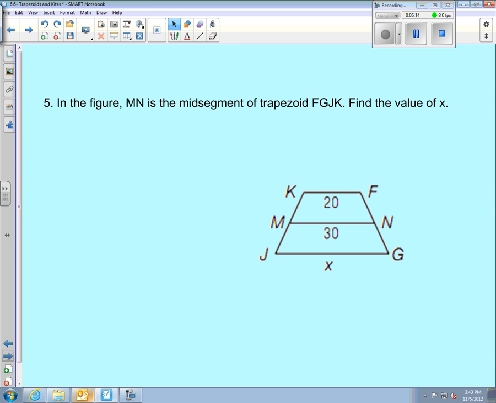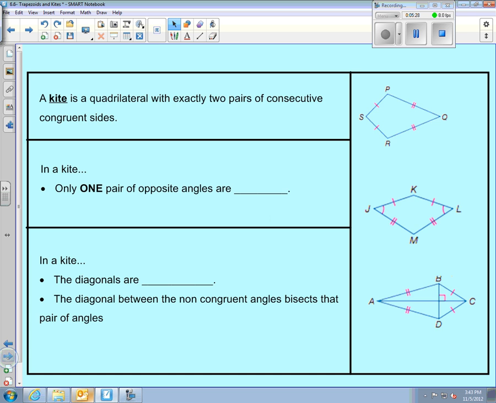All right, so in the figure, MN is the mid-segment of trapezoid FGJK. Find the value of x. So I want you to use our knowledge about mid-segments, look back at our last problem, and find the value for x. Okay, now let's talk about kites.